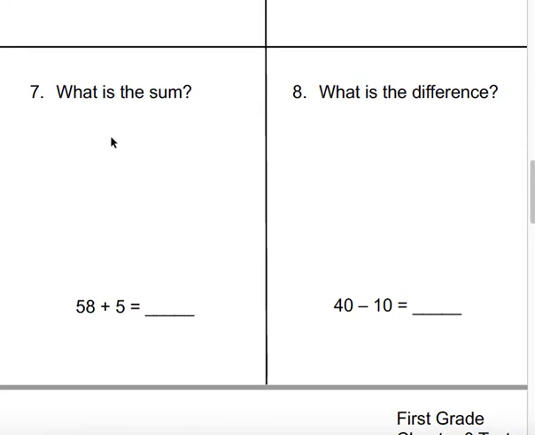Or you can write your problem going vertically up here and write 58 plus 5, line up your ones column, add your ones first, and then add your tens column. Number 8. What is the difference? 40 minus 10 equals what? So you're going to draw your 40 and take 10 away and write your answer.